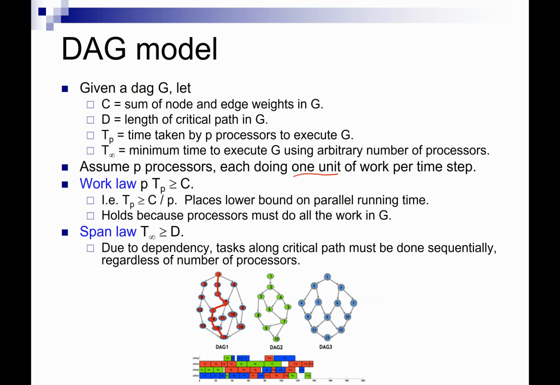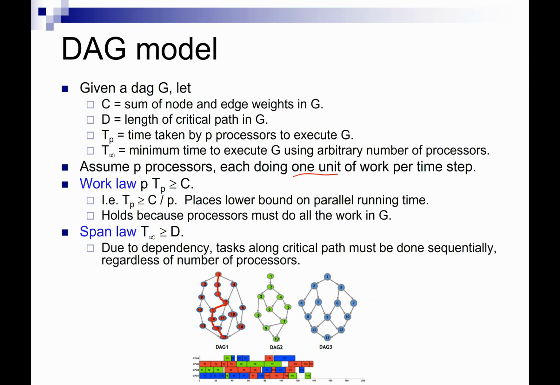And the reason for this is just what I said previously, which is that because this is a critical path and all of the nodes are dependent on the preceding nodes in this critical path, then no matter how you assign your processors, you have to do the nodes on this critical path in order, one after another. You have to wait for the previous ones to finish before you can start the next one. So the time that you need to solve the tasks on this critical path is going to be D, no matter how many processors you have. Therefore we have the span law.